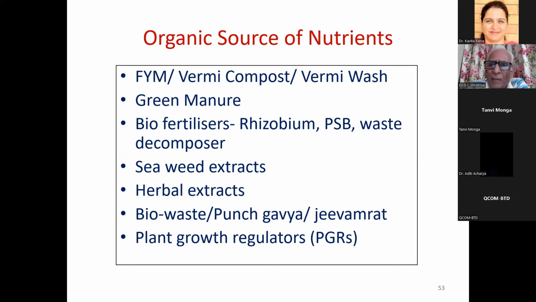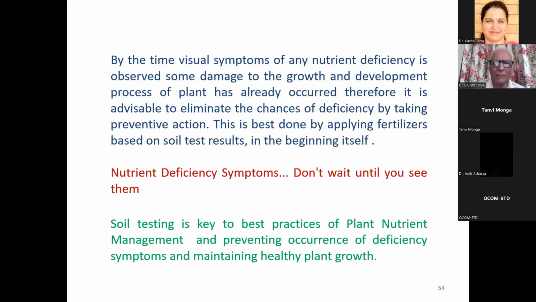Then there is bio-waste, even the kitchen bio-waste, the vegetables which you are wasting, the leaves which will fall, all these can be converted into good manure. The panchagavya and jivamrut are also there in this organic source. And sometimes plant growth regulators are also used. These are not the nutrient source as such, but they are the hormones which increase the growth. That's why I have listed them there. Next, please.